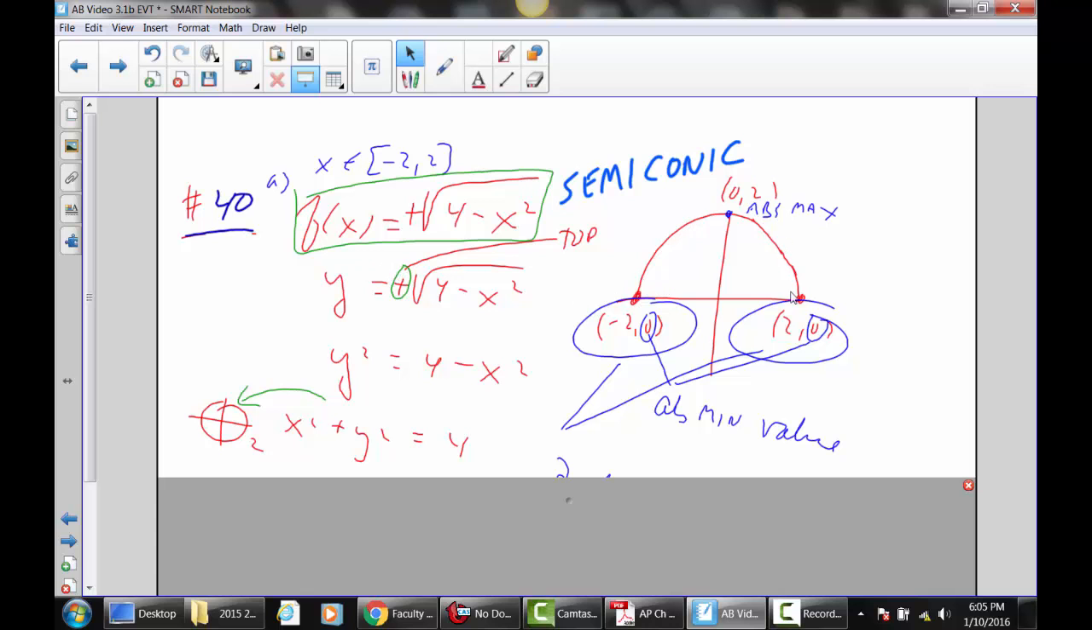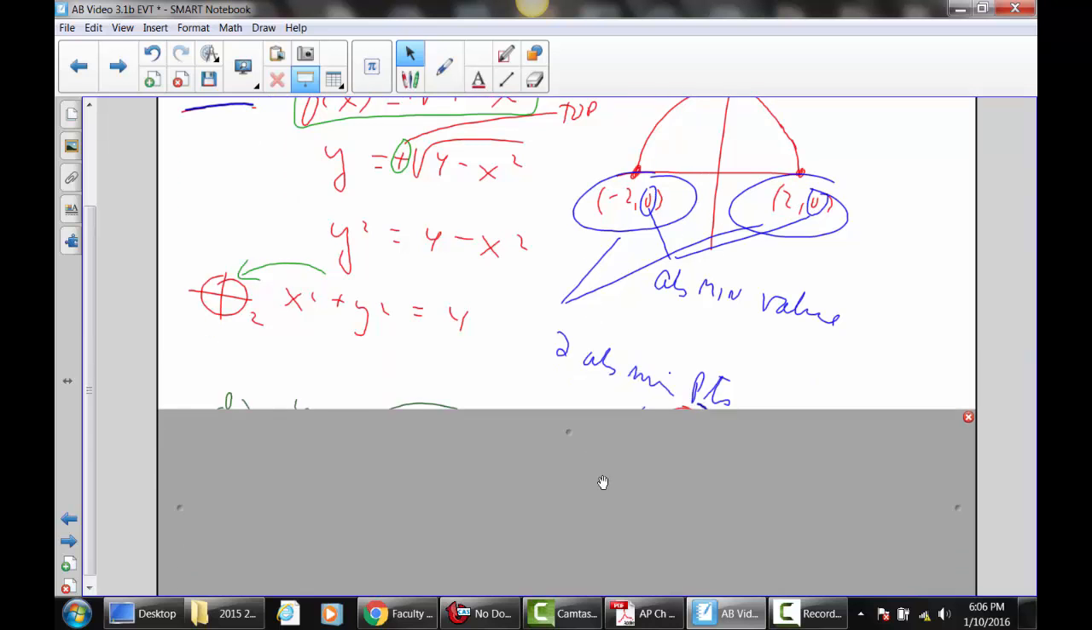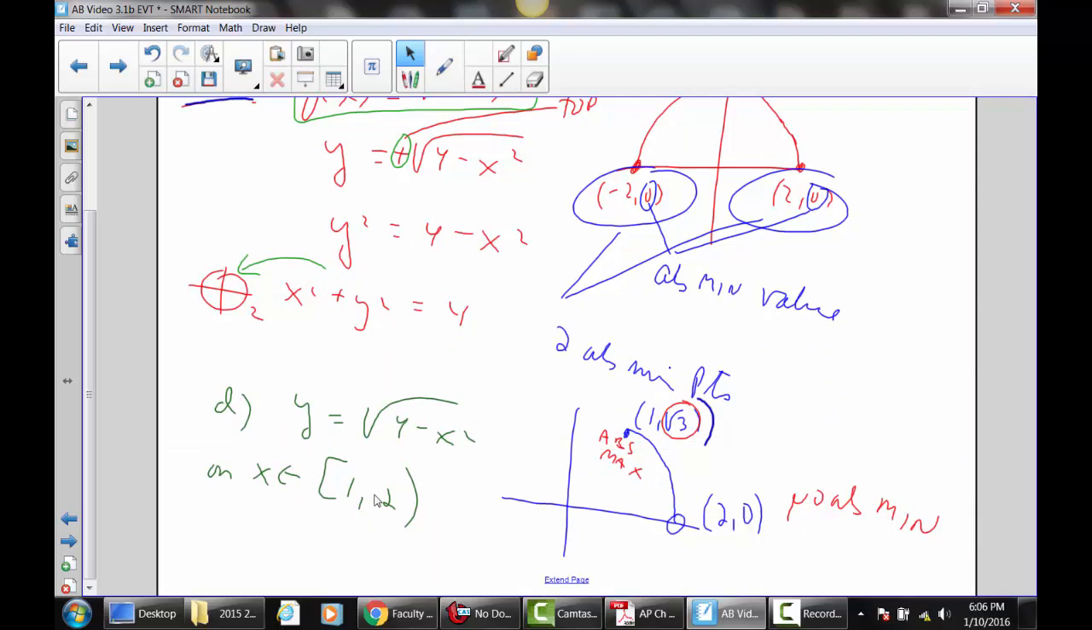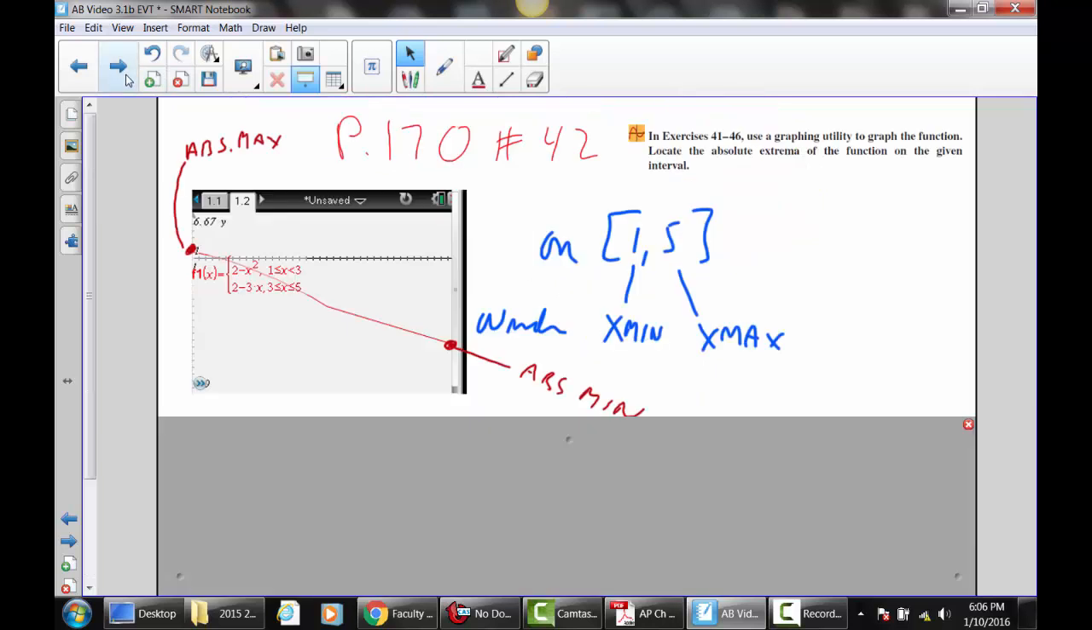So here's your graph. If they talk about the closed interval from -2 to 2, you have an absolute maximum value of 2, an absolute minimum value of 0. But of course, you have two absolute minimum points. If, on the other hand, you look at part D, which is the half open interval 1 to 2, there's a filled in dot at 1. You can plug 1 into the function and see that that's root 3. And when you plug 2 into the function, you have your (2, 0), but that's an empty dot. So there is an absolute maximum value of 3, but there is no absolute minimum value.